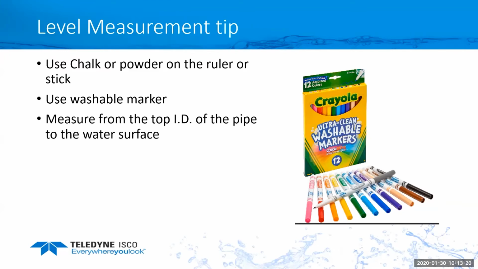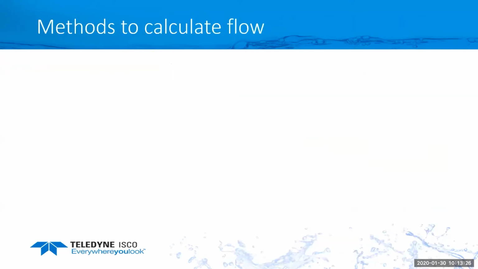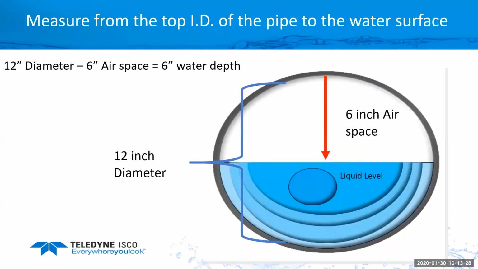Another option, especially if you have high velocity, is to measure from the top of the pipe. So in this example, I would measure the ID of the pipe. In this case, it's 12 inches. We'd have 6 inches of airspace. So I'd take 12 minus 6, and then that gives me 6 inches of water depth. So I would then calibrate my level to 6 inches.